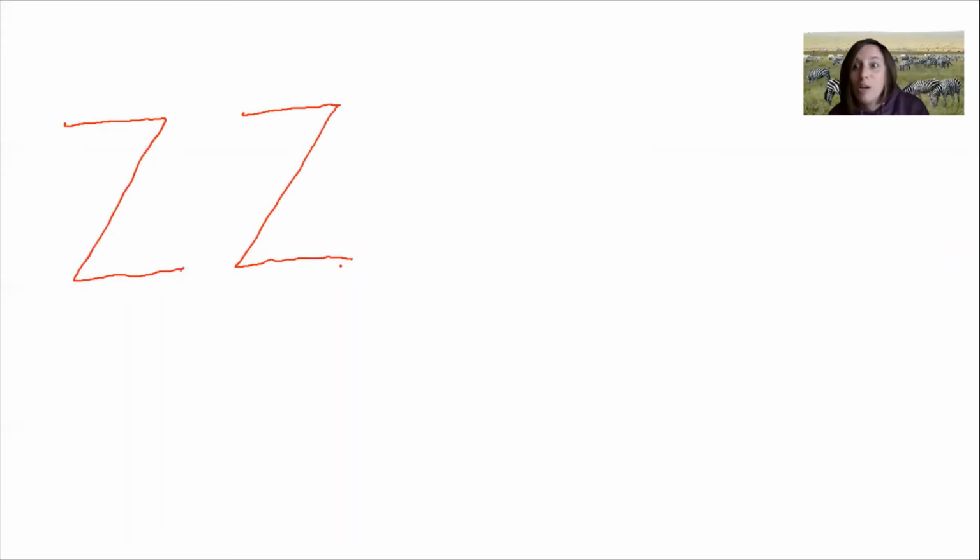All right, let's write lowercase z. Remember, it looks the same, it's just smaller. So make a straight line across, make a small slanted line down, and then go straight back. Try it with me. Small straight line across the top, small slanted line down, and then straight line back. Excellent job, my friends. All right, get ready to talk about the sound the letter Z makes.